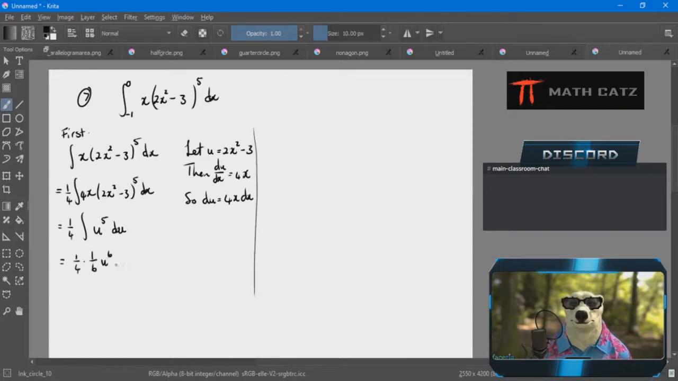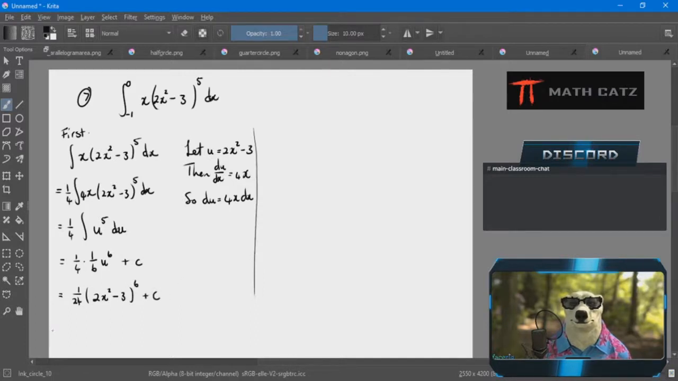Now I don't care about the constant because I am coming back. You're welcome to write a constant here, but I am coming back to my definite integral issue, which doesn't care about a constant because I just need an antiderivative. So I'm going to take the simplest one. So I'm going to simplify this now as 1 over 24 because I have a further step that will follow this one. Go back to x's. U is 2x squared minus 3, and now to the power of 6.